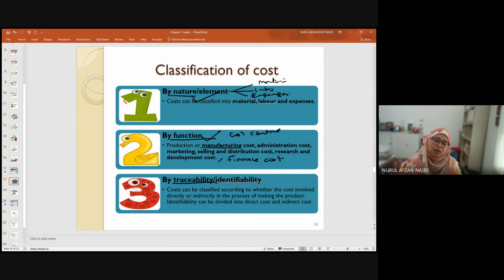Research and development is stated clearly. Research: if we want to come up with a new product, you have to go into a lab or do some research or survey with the customer. Other than that, finance cost. Finance cost is more on the interest on loan. If you take a loan from the bank, you need to pay the interest on the loan. So interest on loan is called finance cost. Okay, so those are two classifications of cost, by nature and by function.